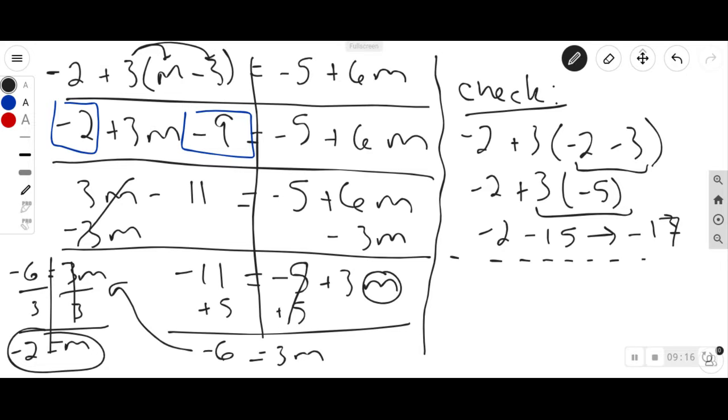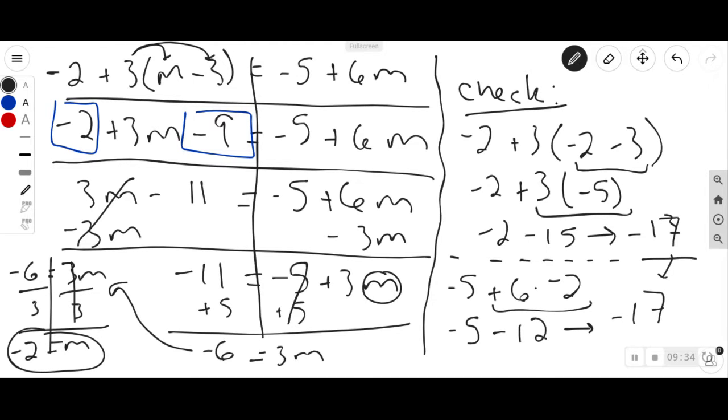So now for the other side of the check, negative 5 plus 6 times negative 2. So that's negative 5 minus 12. And negative 5 minus 12 is negative 17. Since these are the same, it checks. Therefore, our negative 2 is our solution.